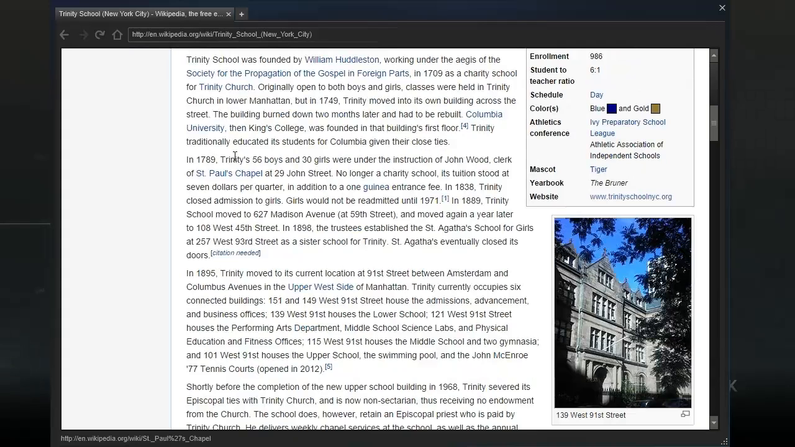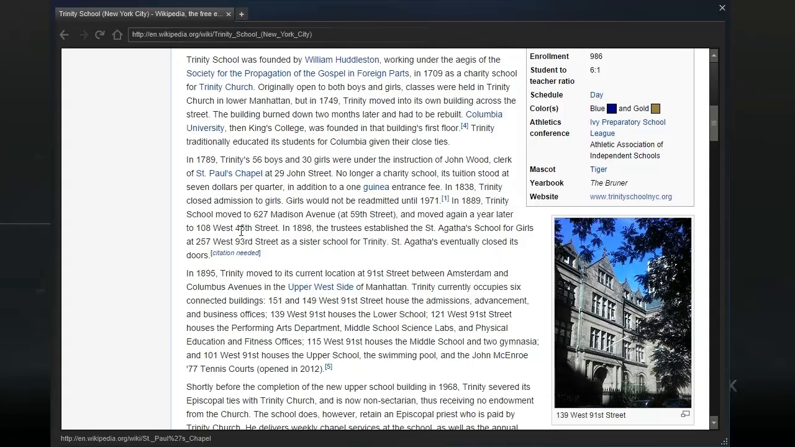In 1789, Trinity's 56 boys and 30 girls were under the instruction of John Wood, clerk of St. Paul's Chapel at 29 John Street. No longer a charity school, its tuition stood at $7 per quarter, in addition to 1 guinea entrance fee. In 1838, Trinity closed admission to girls. Sexist. Girls would not be readmitted until 1971. Wow.